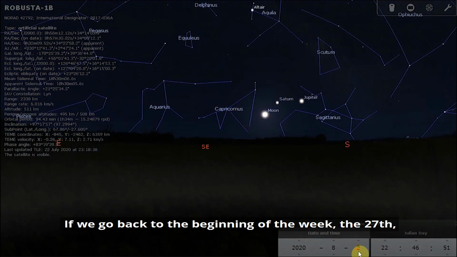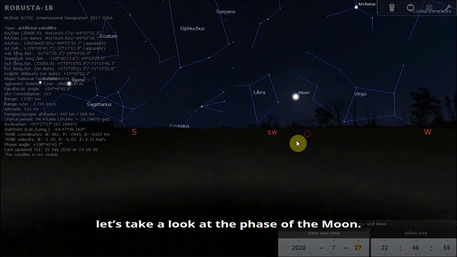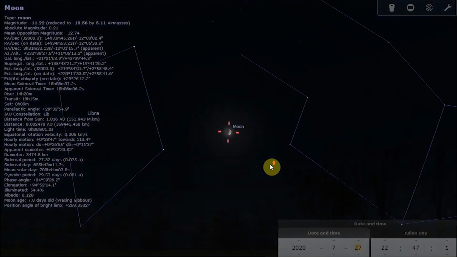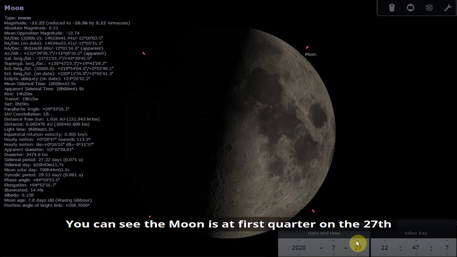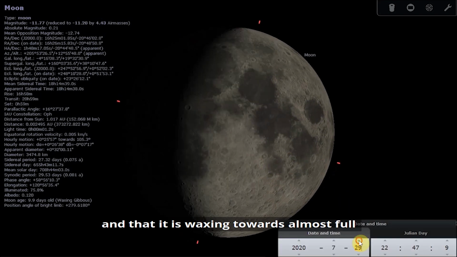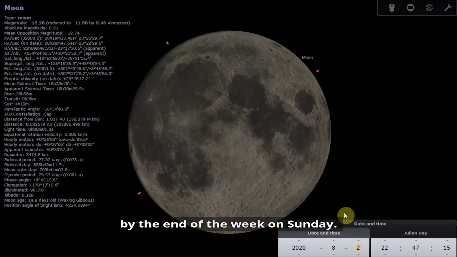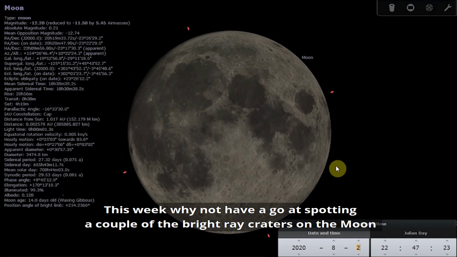So if we go back to the beginning of the week, the 27th, and let's take a look at the phase of the moon. You can see the moon is at first quarter on the 27th, and that it is waxing towards almost full by the end of the week on Sunday. You actually have a full moon on Monday, the following Monday. This week, why not have a go at spotting a couple of the bright ray craters on the moon?